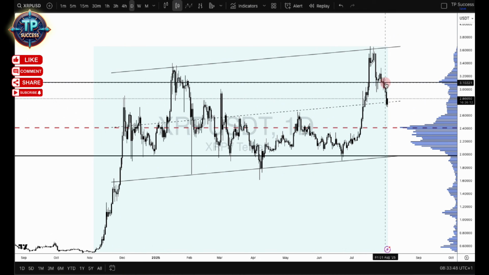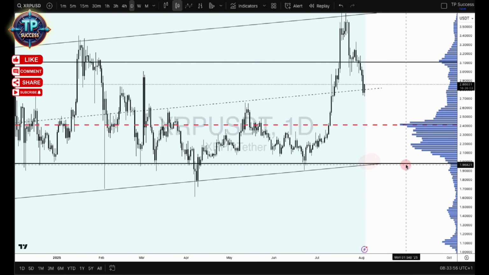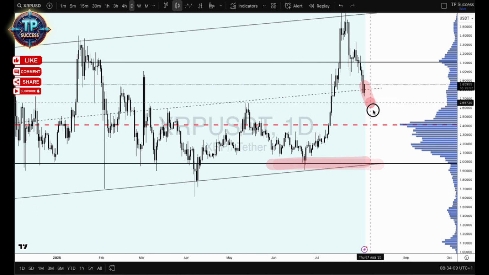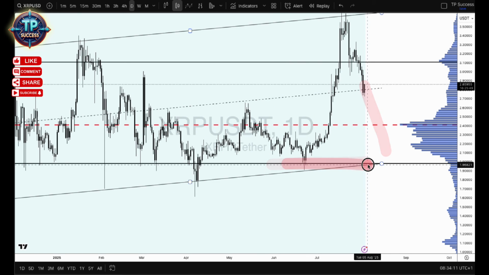What's happening here makes a lot of sense. The probability of a push to the upside from this area over here also makes a lot of sense, because we have a low volume node sitting in this area right next to the value area low, which is this level right here. So price looks like it wants to go down to the value area low, which is at $1.98.